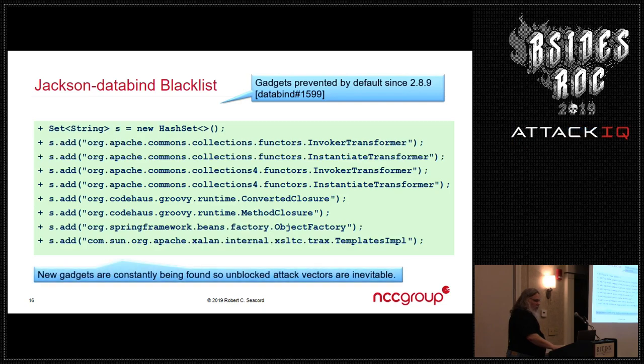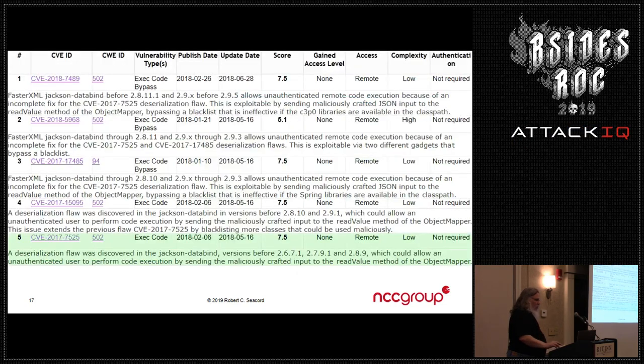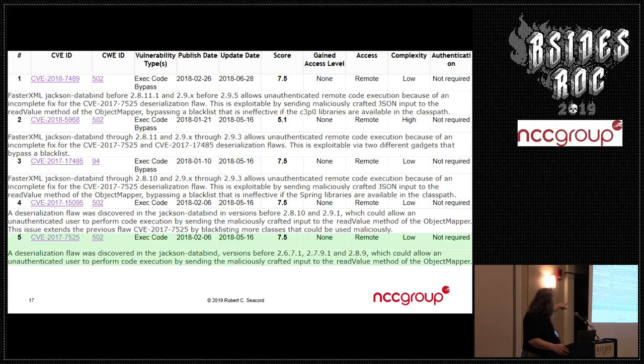The second problem with gadgets can be shown on this chart. So I better stay here, or I'm going to lose the mic. At the bottom, the number 5 is the original vulnerability that was reported, and the fix was to add this blacklist. Number 4, second from the bottom, basically says, here's a gadget that you missed, so I'm putting it on the blacklist. That was then added. Number 3 says, here's another gadget you forgot to put in the blacklist. Number 2 says the same, and number 1 does the same thing.